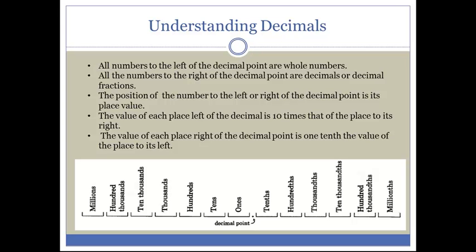The value of each place right of the decimal point is 1/10 of the value of the place to its left. So what I really want you to remember is when I say you need to round to the 10th, there's only going to be one number after the decimal point. When I say round to the 100th, you need two numbers after the decimal point. And if I say round to the 1000th, you should have three numbers after the decimal point.